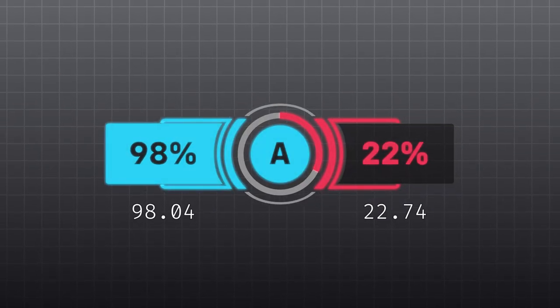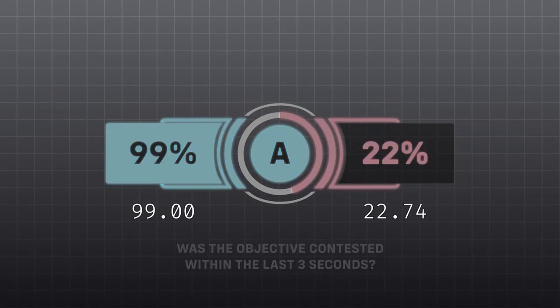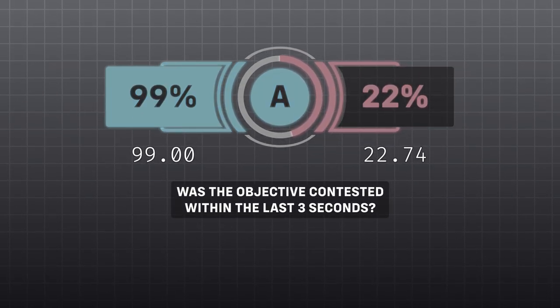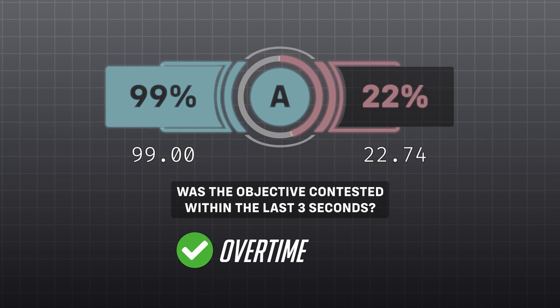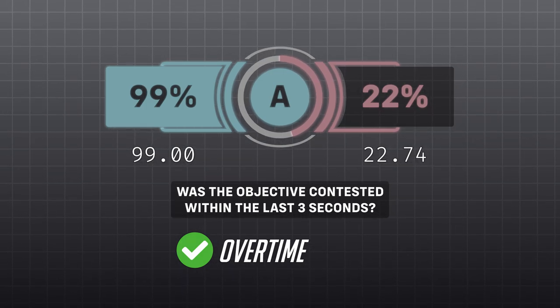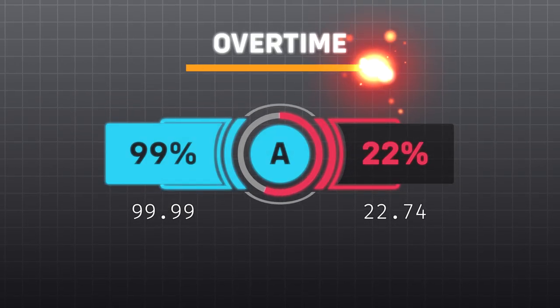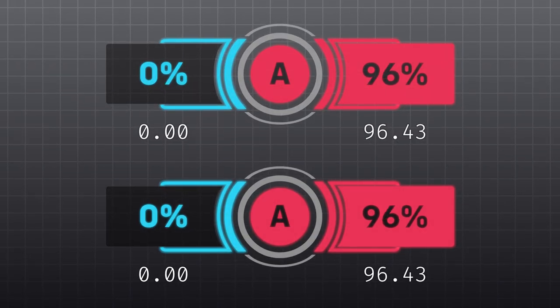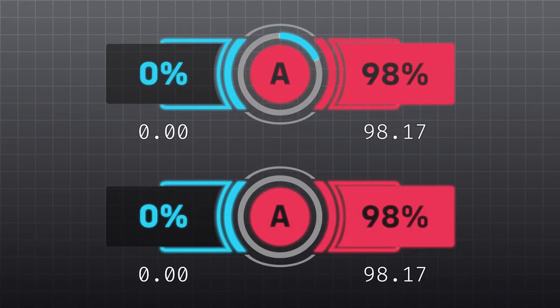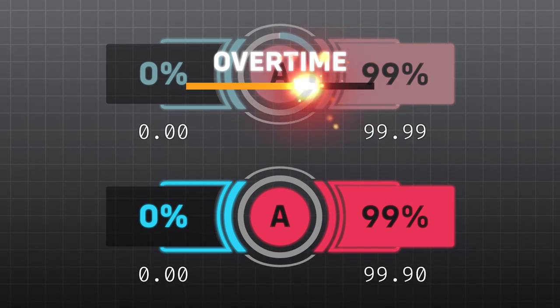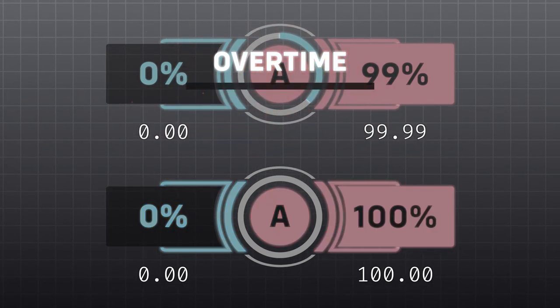When this value is equal to 99, the game checks to see if the point has been contested within the last 3 seconds. If it has, the internal counter is set to 99.99, and the game goes into overtime. This is the reason overtime happens sooner on control. The overtime check occurs at 99%, whereas the round ends at 100%.